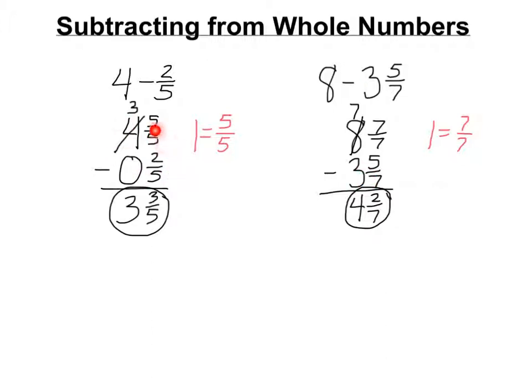Now on your homework, don't write these problems twice. Just write them vertically and get your answer. You do not have to write them like that. So skip the horizontal, just go straight to the vertical and do the problem. This video ends in 3, 2, 1.